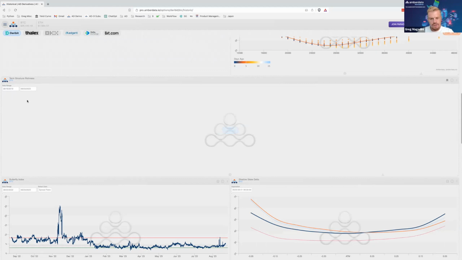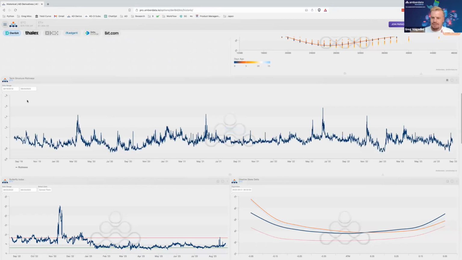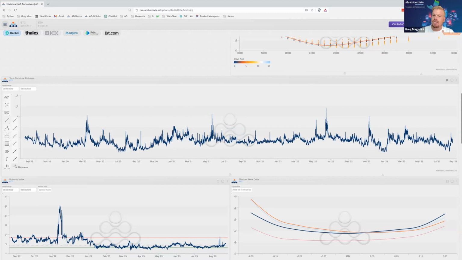And so typically what we've done is we've done the constant maturity term structure of 7 days till expiration, 30 days till expiration, 60, 90, 180. And in this case here, what we do is we take a ratio of all those and we take the average ratio. And so a reading of 1.0 is a perfectly flat term structure. If we're above 1.0, we are in backwardation.